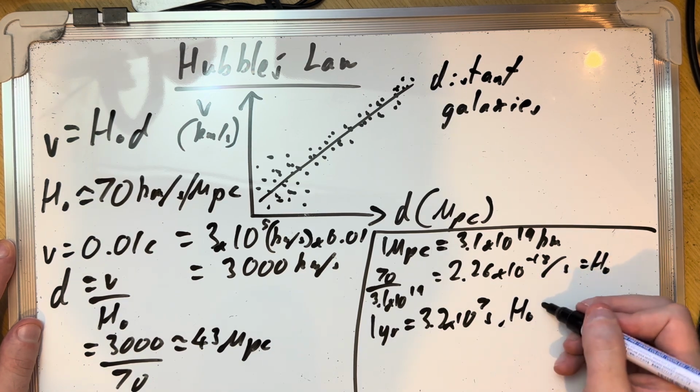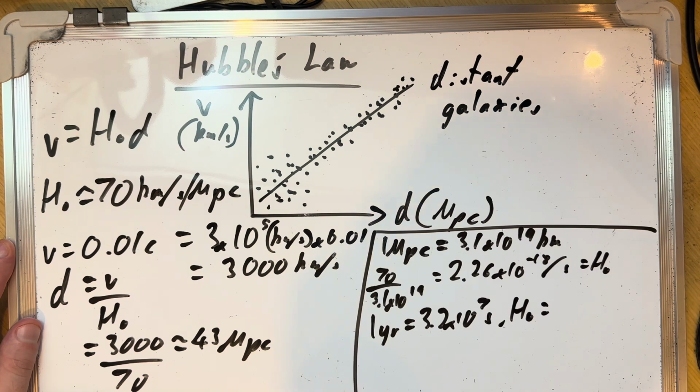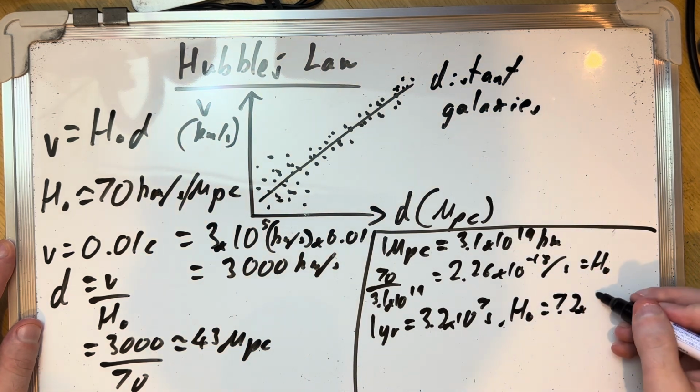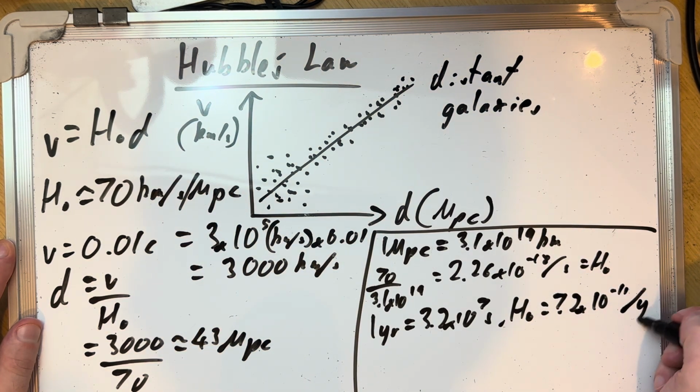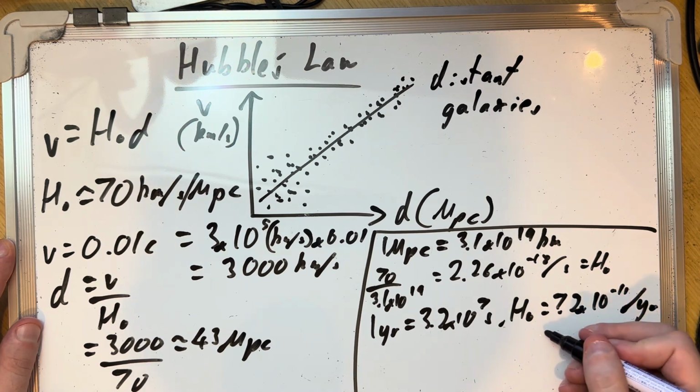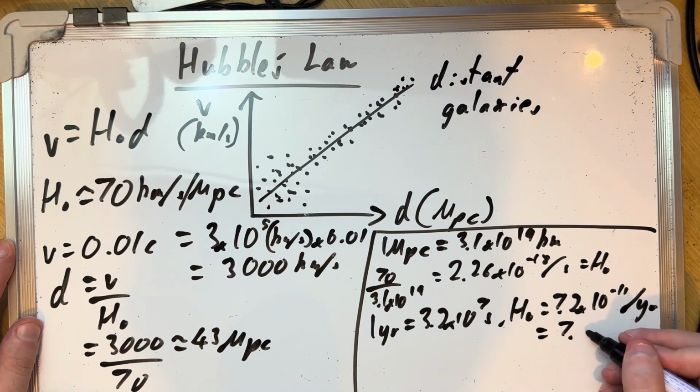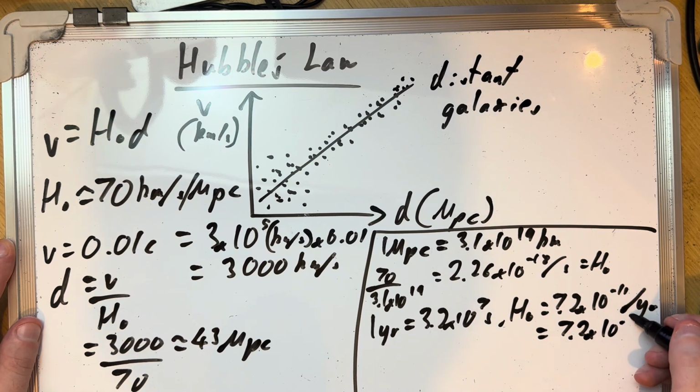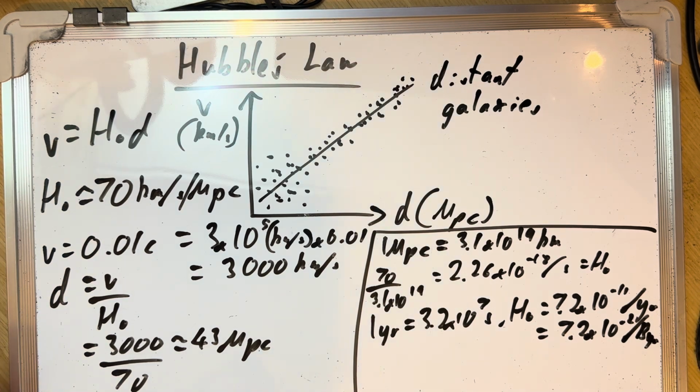So Hubble's constant is 7.2 times 10 to the negative 11 per year, or 7.2 times 10 to the negative 2 per billion years. So that's about 0.7%. We're saying the universe gets bigger by about 0.7% every billion years. No, sorry, 7%. 7% every billion years. Yeah, 7.2% every billion years.